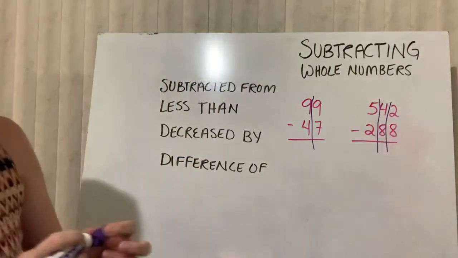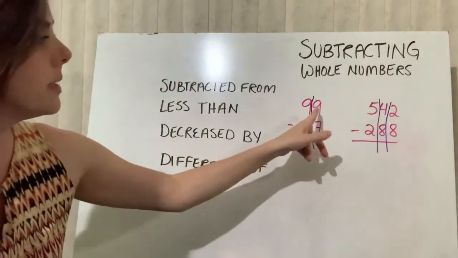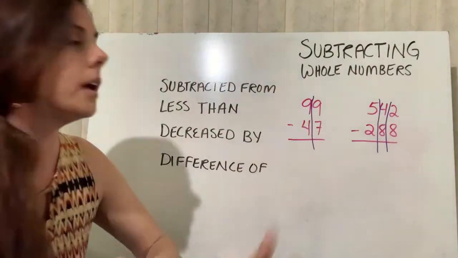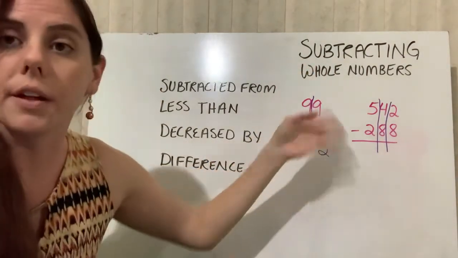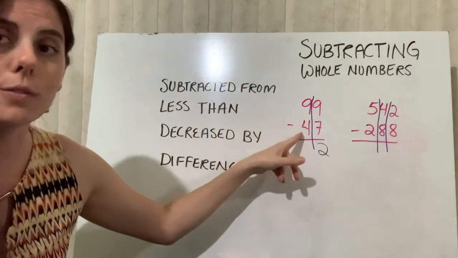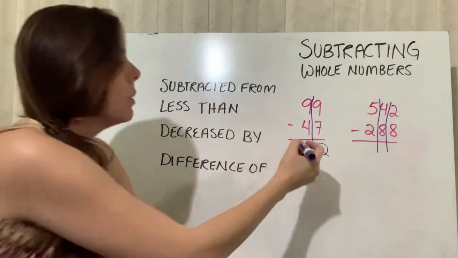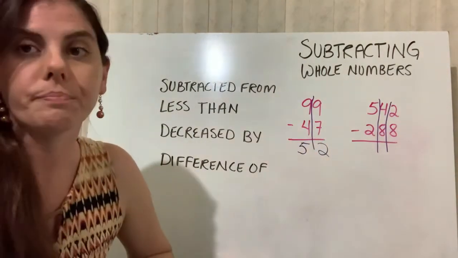All right, our first one, 99 minus 47, is pretty simple. We look at the ones place and do 9 minus 7, which is 2. Nothing else to do there. We look at the tens place and do 9 minus 4, which is 5.